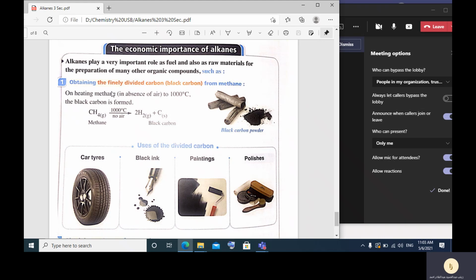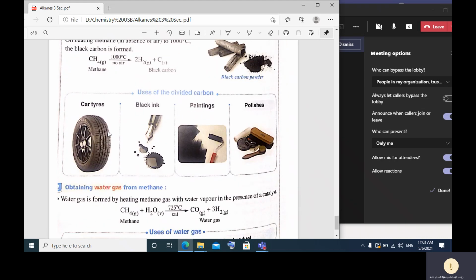So, the first economic importance of alkane, getting black carbon. And this takes place how? By heating methane in absence of air. This is called destructive distillation. On heating methane in absence of air to 1000 degrees, the black carbon will be formed and can be used, as we said, for car tires, black ink, paintings, and also for polishes.